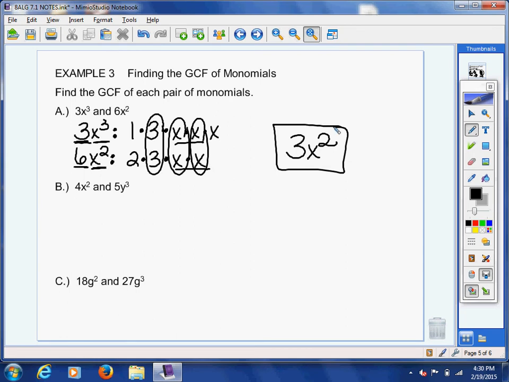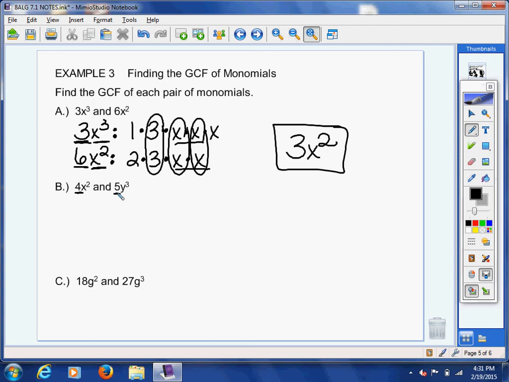All right, let's look at B. Now B, if we attempted to do this mentally, which I am going to challenge you to do, let's just focus on the coefficient. Our number is 4 in the first monomial and 5 in the second monomial, okay? Now when you think about the number 4 and the number 5, what is the greatest common factor of those two numbers? And if you're thinking 1, you're exactly right. It is 1, okay?